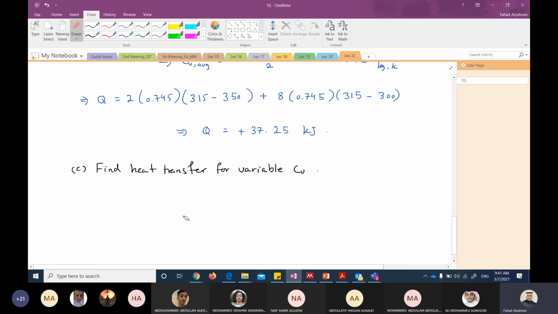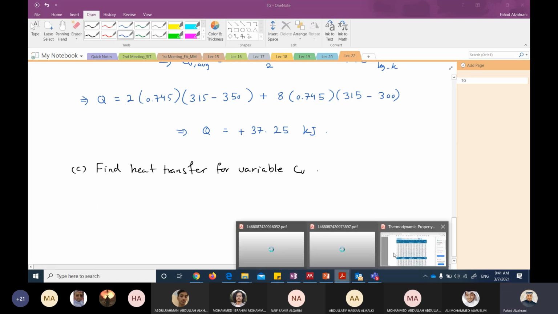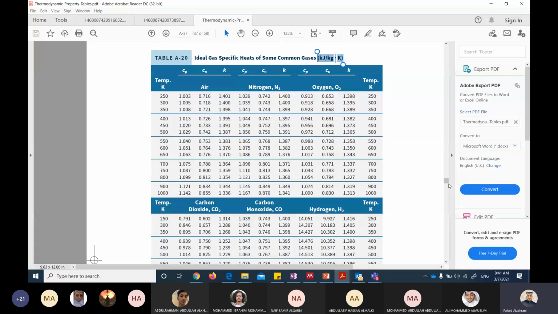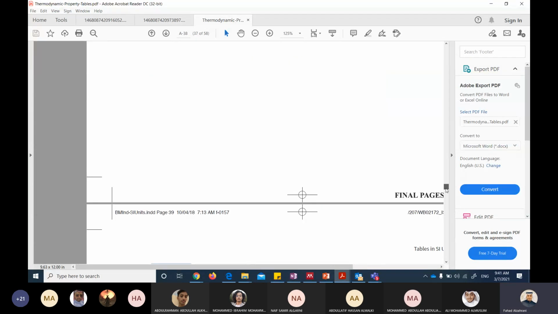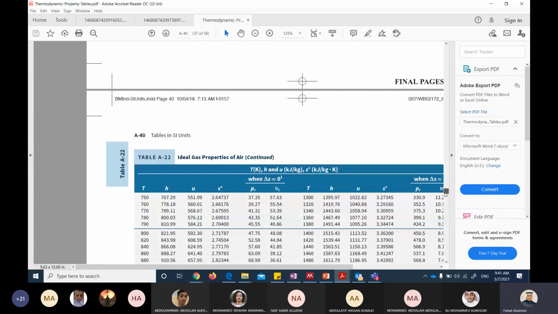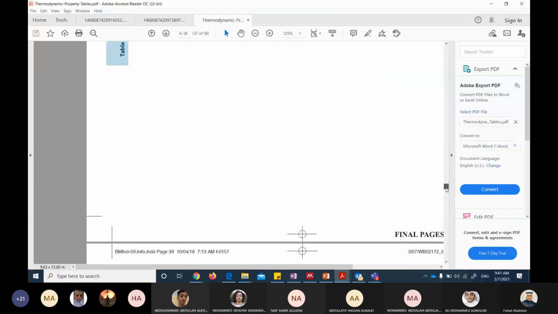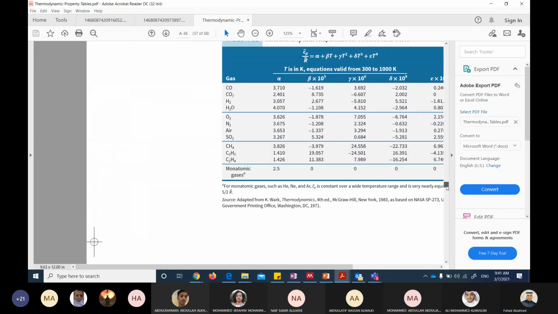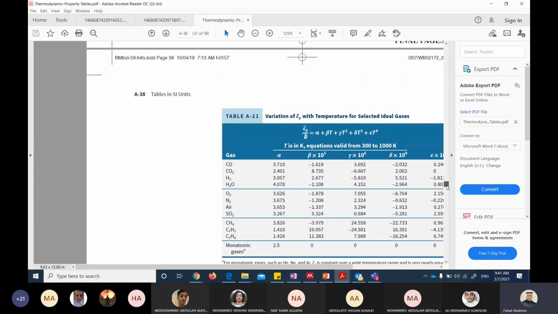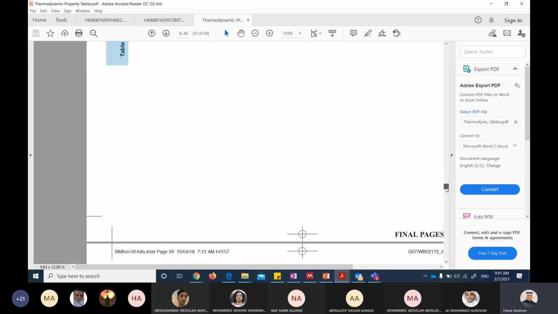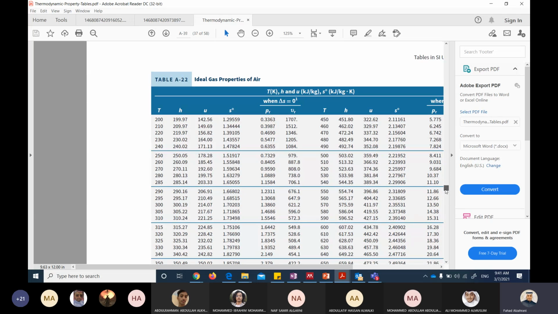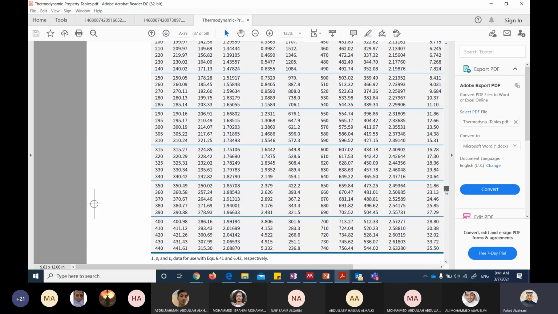The good news is, if you go to the tables, there are tables that start from table A22. So A21 gives you CP as a function of temperature, but for CV there is no equation. But the good news is that I have tables.